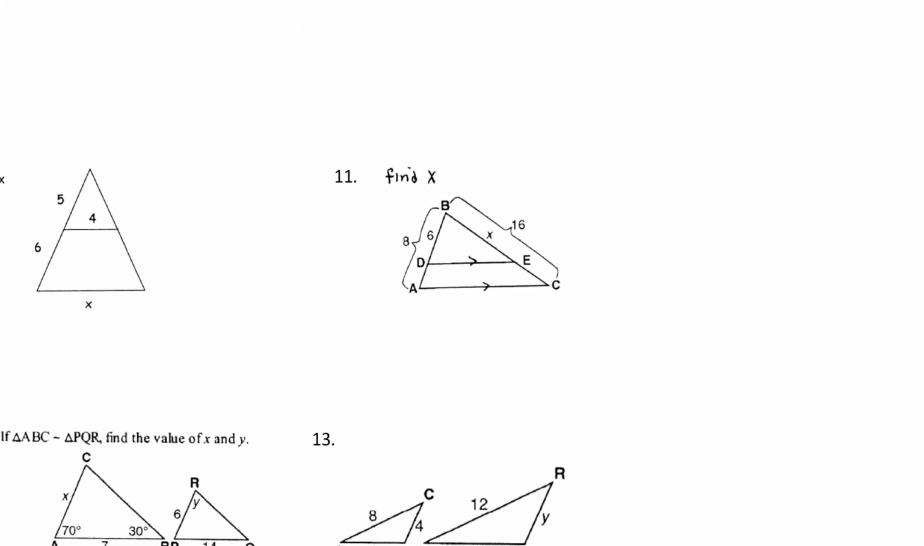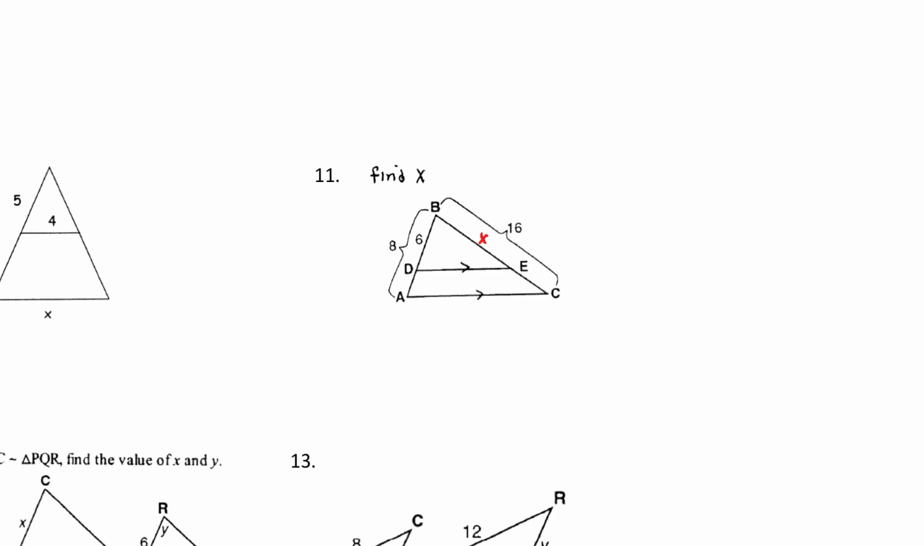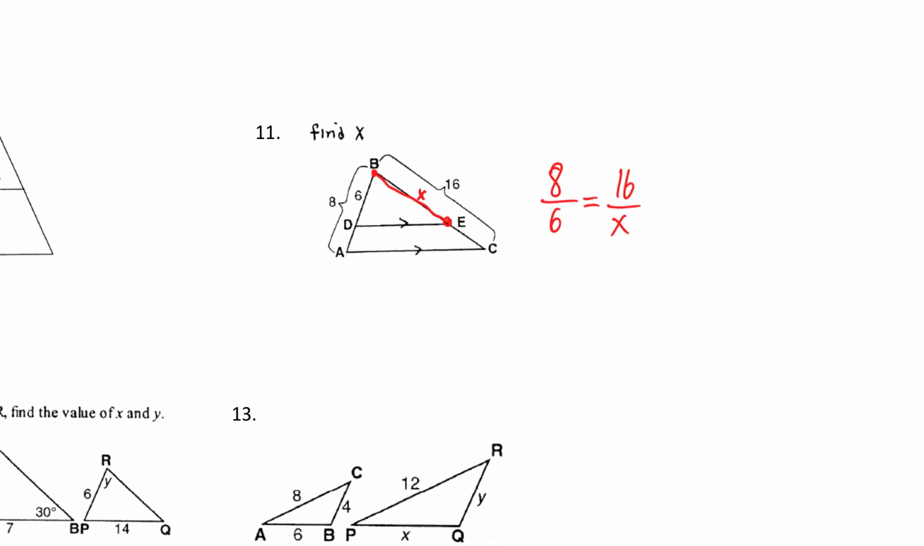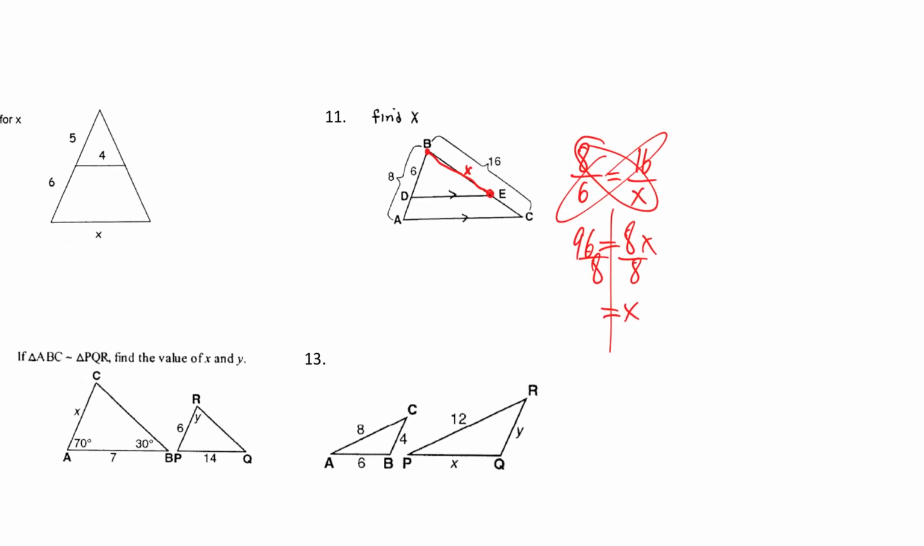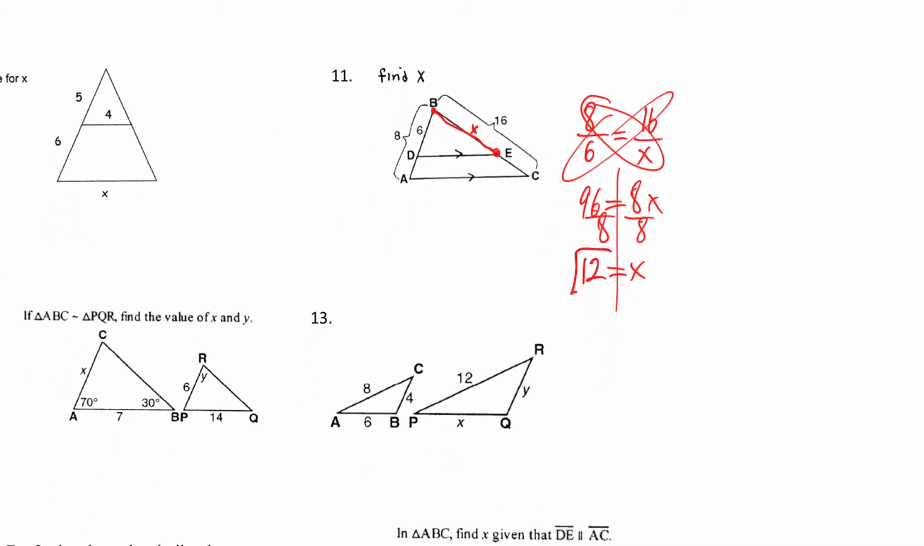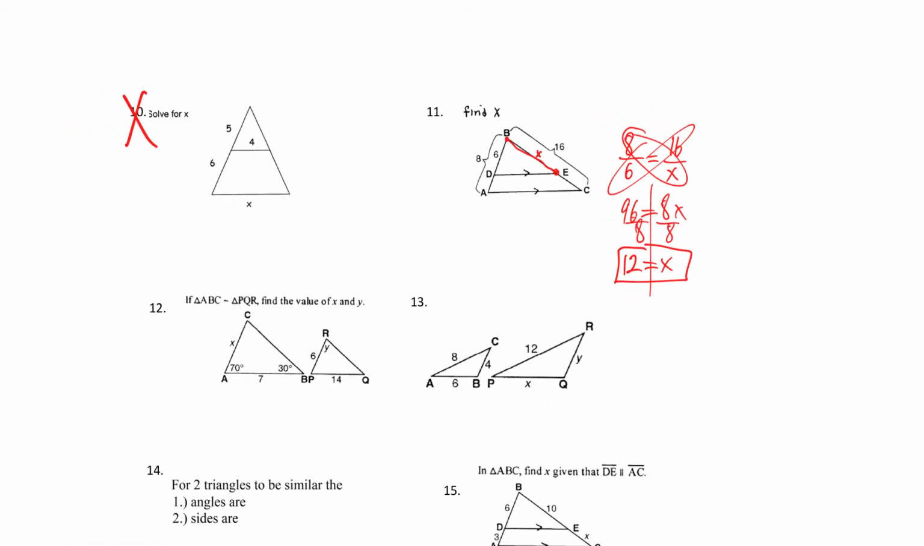All right, so on number 11, I'm looking for this piece from here to here. So the whole side over there, 8 is to that 6, as 16 is to the piece I'm looking for. So 8 is to 6, as 16 is to x. We get 96 equals 8x, divided by 8. And so x equals 12. Yep.